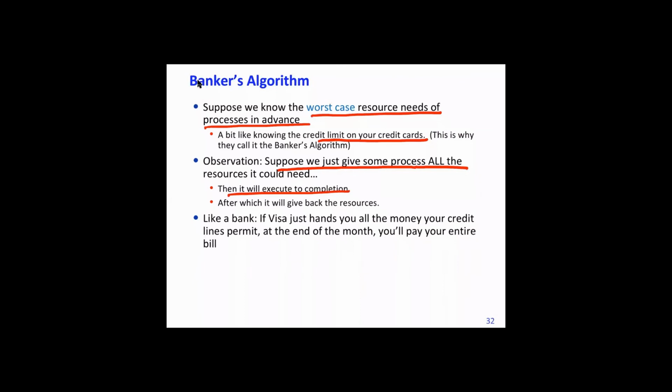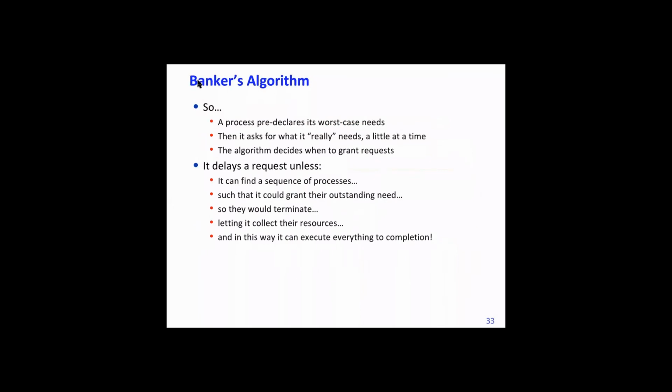All right. So this is a very simple algorithm. The process declares its worst case needs and then it asks for what it really wants. Not necessarily everything it may want, because the maximum need is specified. And then based on that requirement, the algorithm decides when to grant the request or when to give the money, or resource.